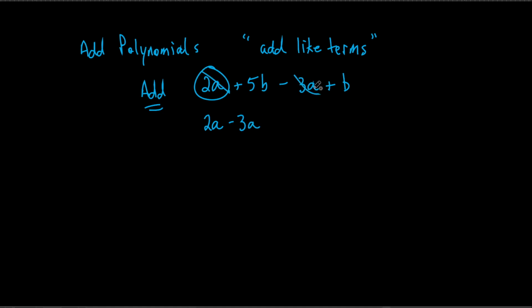So I'm done with that one, done with that one. Let's find my other like terms. I got a positive 5b, or plus 5b. I'm going to put that right here, and then I'm going to add it to this like term, which is a plus b.